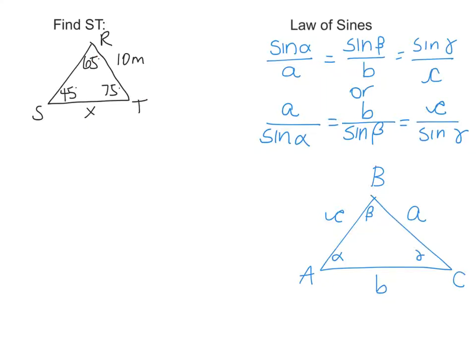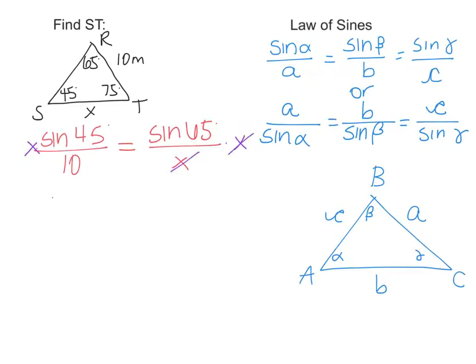So based on what I know about the law of sines, I can say that the sine of 45 degrees divided by 10, because that is across from the 45, has to be equal to the sine of 65 degrees divided by x. And now we just have to solve for x. So I multiply both sides by x. These x's go away. So x times the sine of 45 all over 10 is equal to the sine of 65.